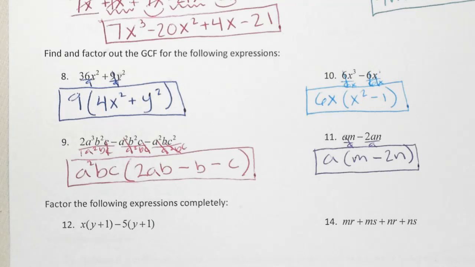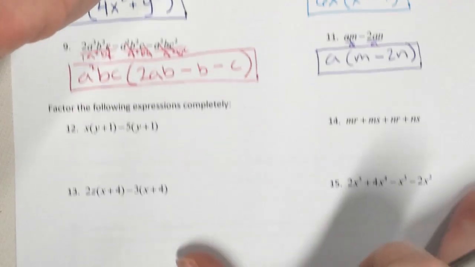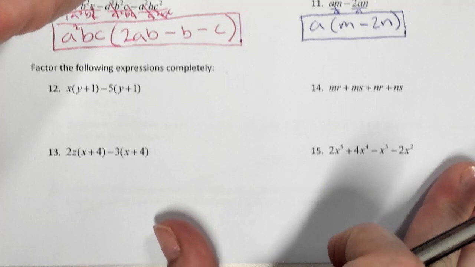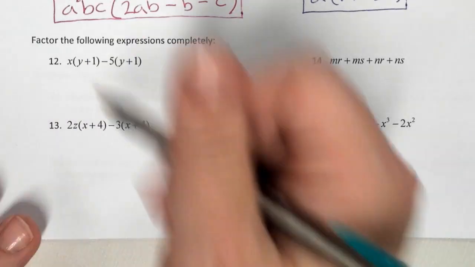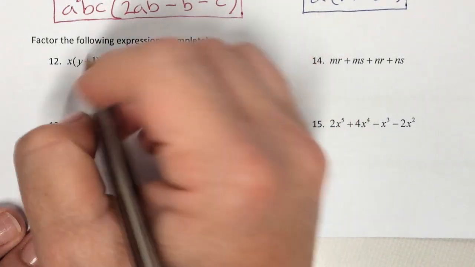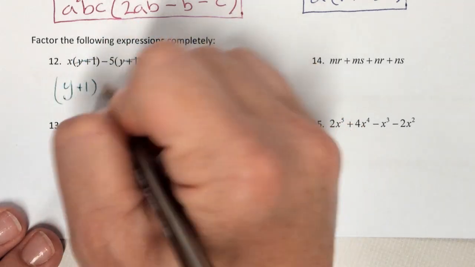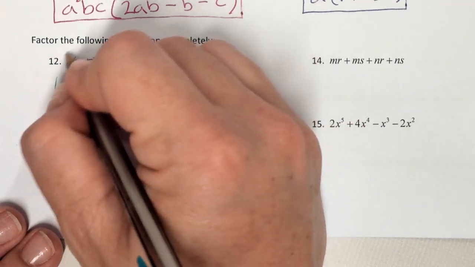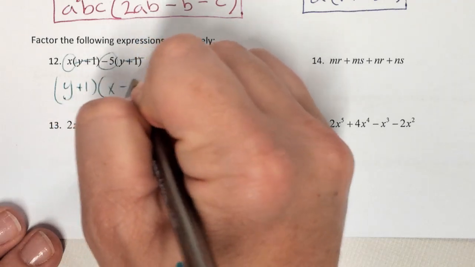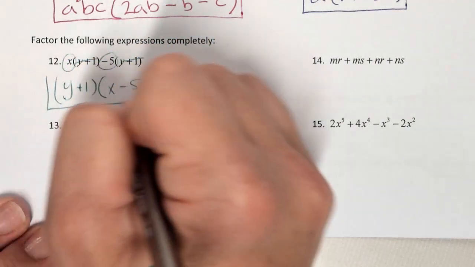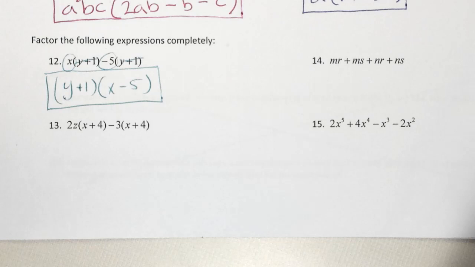Okay, so let's look at the next one. The next part is grouping. These 4 are grouping. So the first 2 are already grouped for you. Remember, when the parentheses match, you take it out like a GCF. And then what you have left is your other parentheses, so x minus 5. There's your answer. We like these because they're already done for us.